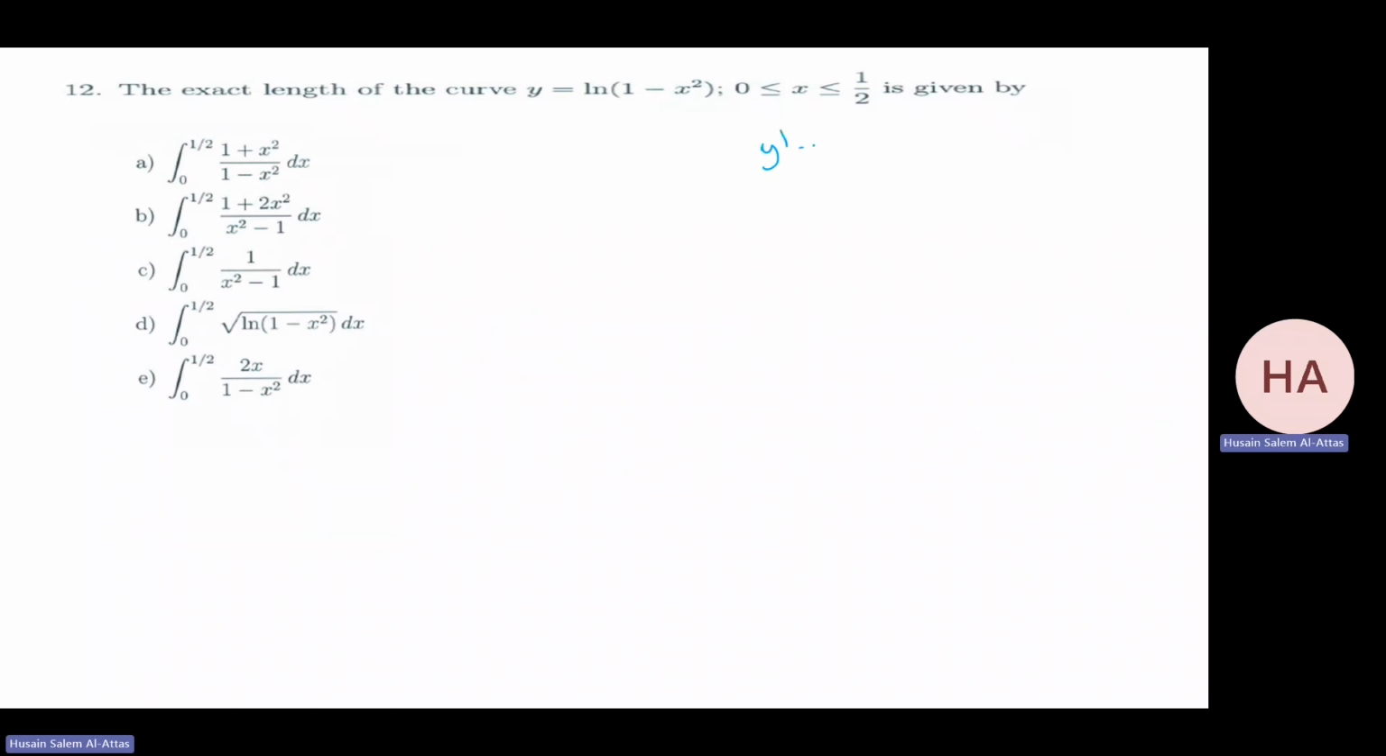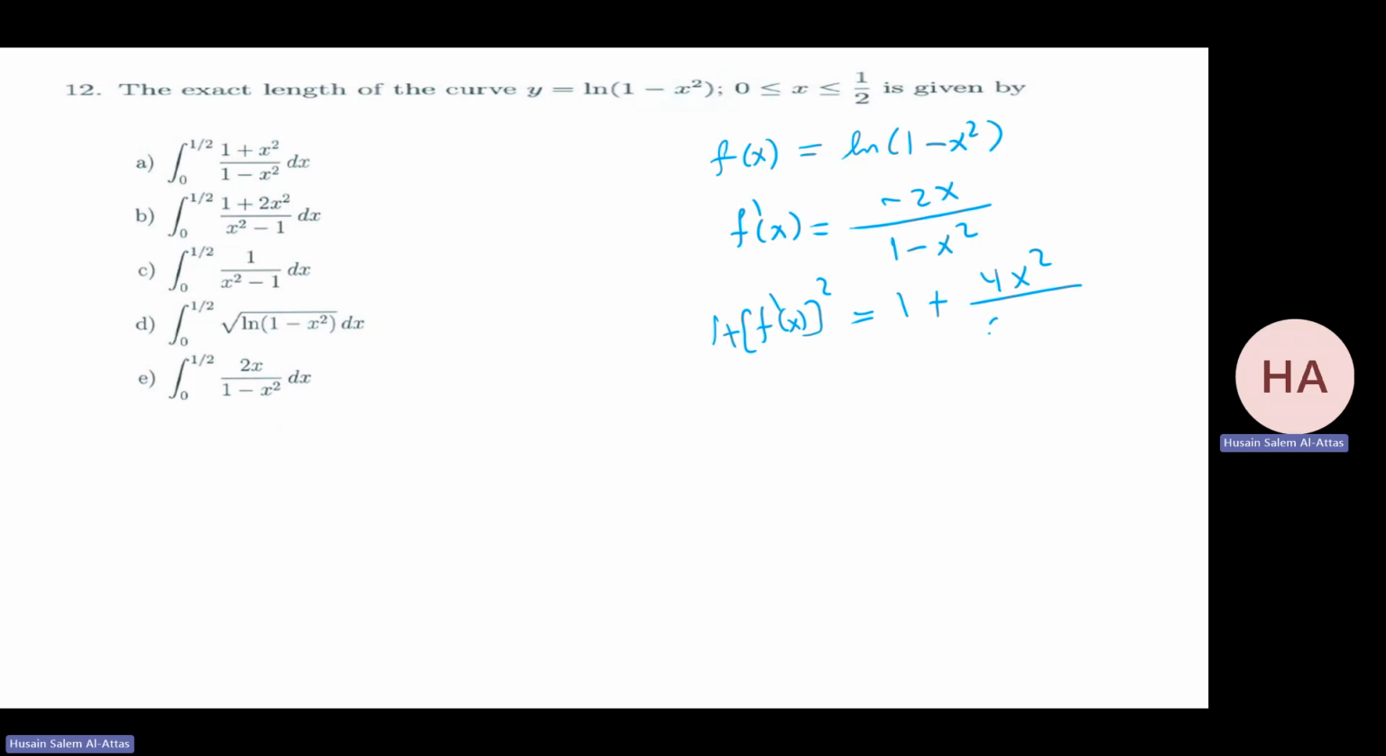Okay, the exact length of this curve. What will be y prime? Or f of x, f prime of x. And let me say f of x. I have ln of 1 minus x squared, f prime of x. It will be 1 over 1 minus x squared, and I have minus 2x. Yeah, I need to be careful now. 1 plus f prime of x squared. That will be 1 plus 4x squared over 1 minus x squared, squared.